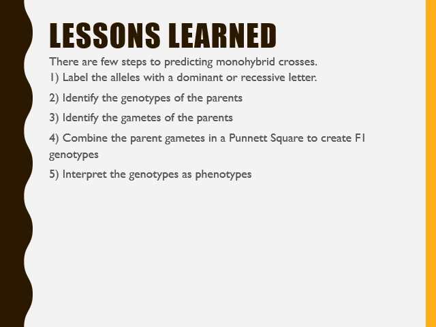So there are a bunch of things going on with this mini lecture. The big thing is to look at process. Don't get bogged down in the specifics of the problem. Take it one sentence at a time. Don't try and digest the whole thing at once. Then, step 1, label your alleles so you don't get them confused. Then you identify the genotypes of the parents. Then you figure out what gametes come from that genotype. Then you combine the parents' gametes in a Punnett square to create the F1 generation, and then you interpret the Punnett square to create genotypic and phenotypic ratios.